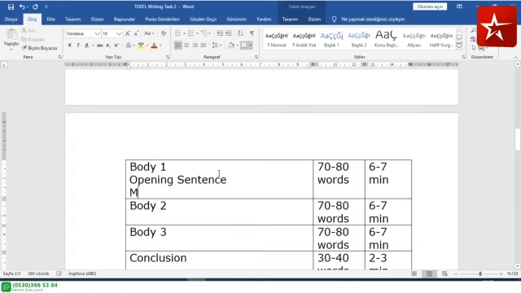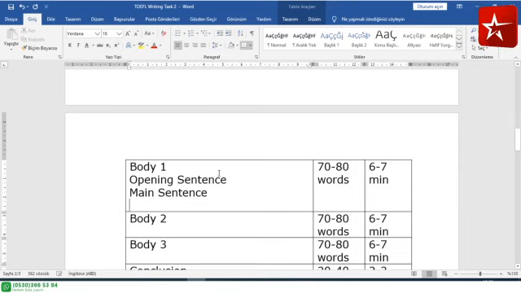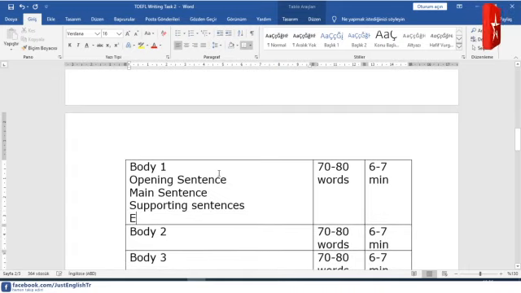Then we need to have our main sentence. You can call it topic sentence, you can call it thesis, it doesn't matter. The easiest way to describe it is your main sentence. One sentence should be like that. Then we need to have supporting sentences. And finally, we should give an example.